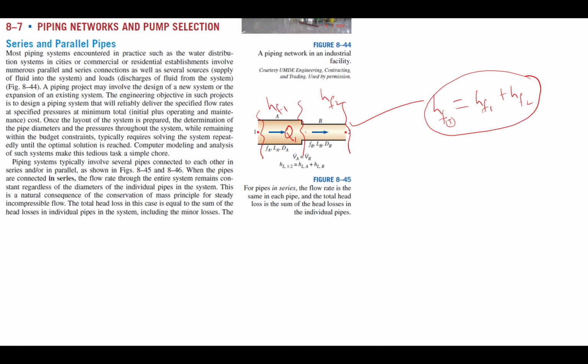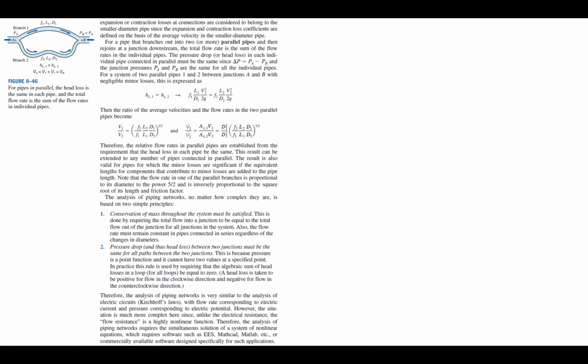Definitely here Q1 will be equal to Q2. So this is the case of these two things in your series connection. So what will be the parallel connection? In the parallel connection, if you see here, your discharge at point A, QA is equal to, in this pipe, let's suppose this is C and this is D, QC plus QD.